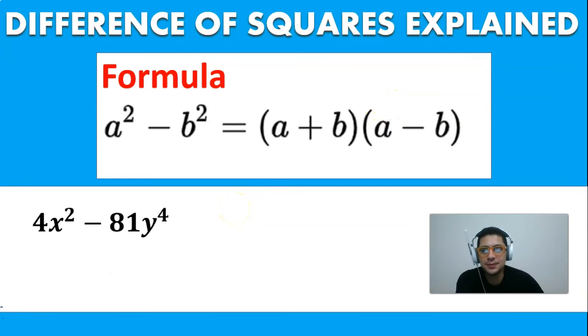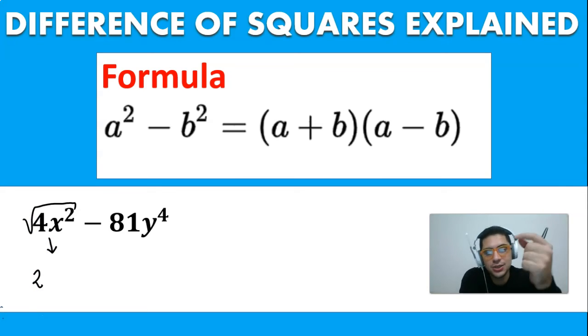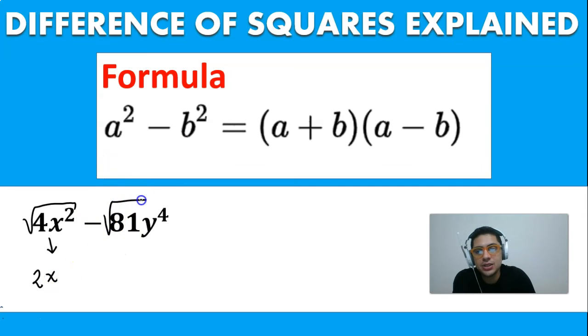So what about solving this problem? How can we express this difference as a product? Basically, we take the first term and we take the square root of that term. The square root of 4 is 2, and for the square root of x to the power of 2, we just divide the exponent by 2, so that means it is x. And we do the same thing with the second term. The square root of 81 is 9, and for the square root of y to the power of 4, we divide 4 by 2, and that is 2. So that means that we have 9y to the power of 2.